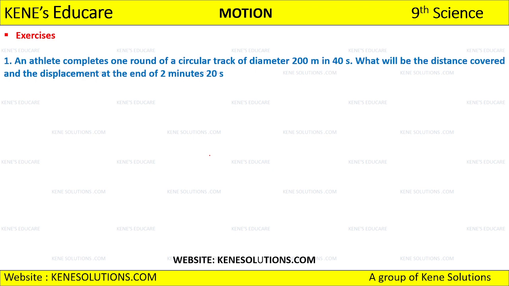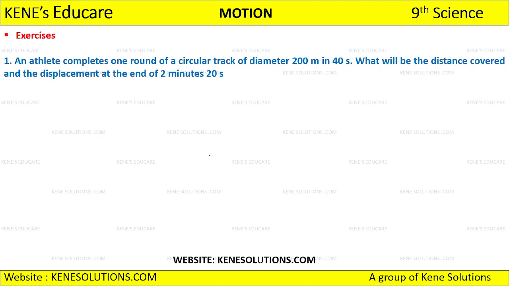So see, what you have to write is: the diameter of the track given is 200 meters. The circumference of the track will become 200 pi, that is pi into diameter. That was the formula to calculate the circumference. So it becomes 200 pi, and the distance covered in 40 seconds is 200 pi meters.